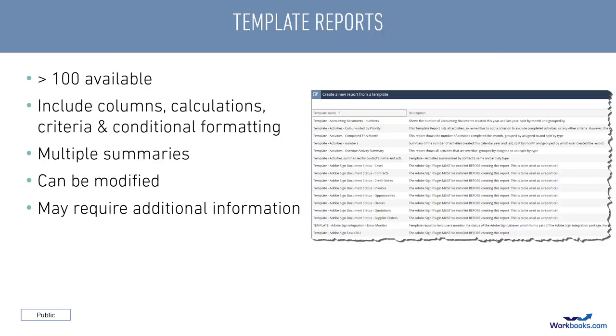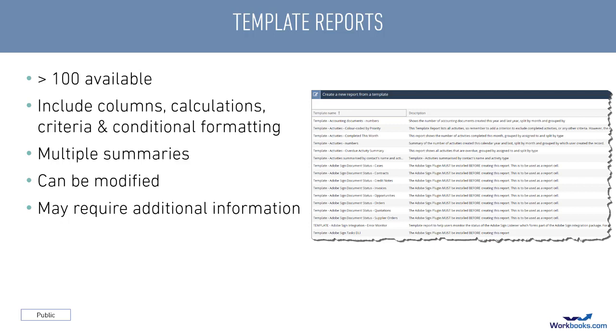Currently in Workbooks there are more than 100 templates that you can choose from, and we do add new ones from time to time, so it's worth checking to see if there's something there that meets your needs. Templates are pre-configured reports which include columns, and they may include calculations, criteria to control which rows of data appear in your report, and they might even include conditional formatting. They could just have a details view, or they might have one or more summary views.